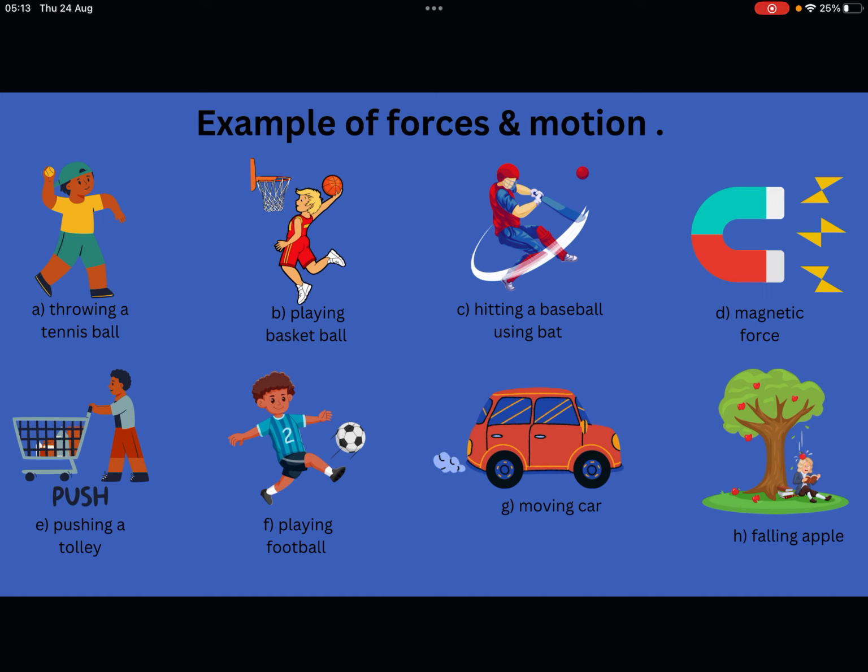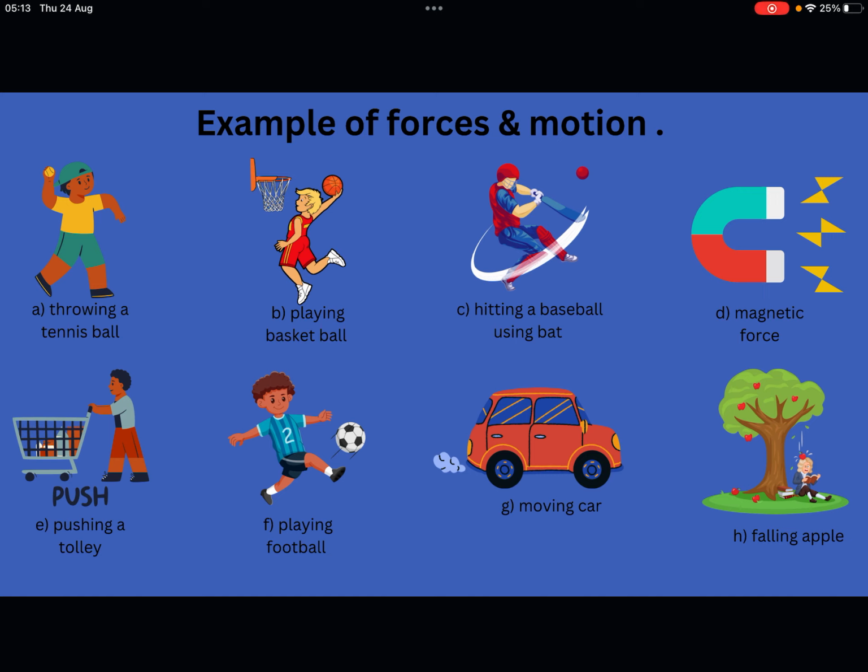And then when you hit a baseball using a bat, when the baseball is moving towards you, you hit it. So what happens when you hit the baseball using the bat? The baseball will change its direction. That's the effect of applying force. It changes the direction.